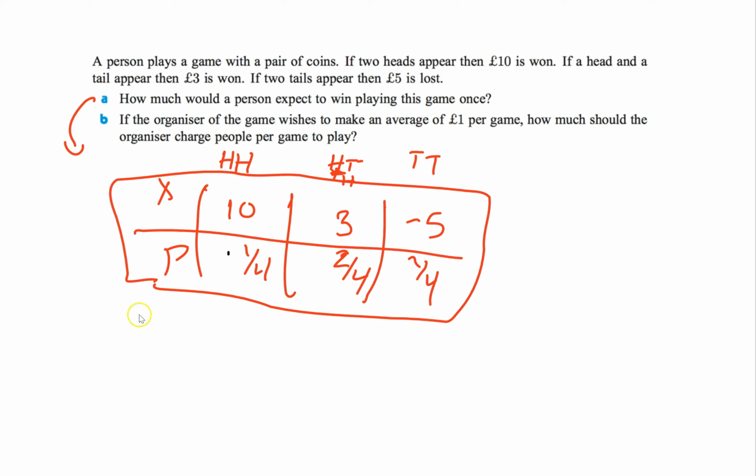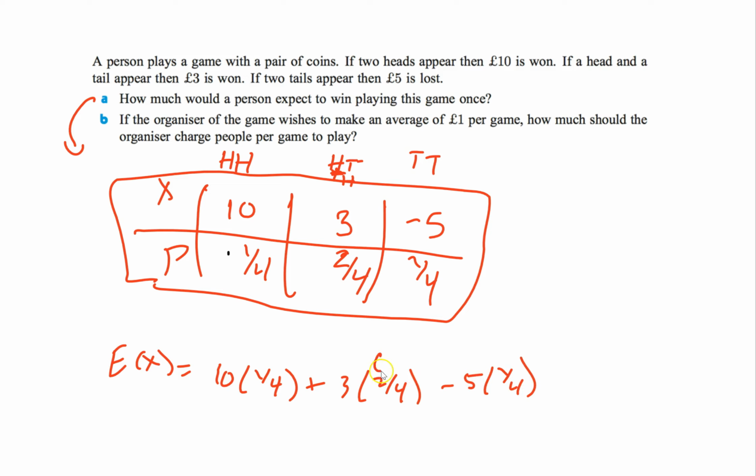And now if we want to find the expected value, all we do is, it's a table. We multiply and we add. 10 times 1/4 plus 3 times 2/4 minus 5 times 1/4. If you add all that up, this is 6, this is -5, this is 10. 16 minus 5 is 11 over 4. The expected value on each turn is 11 over 4, or 2 3/4, or $2.75 pounds, whatever. That's how many you expect to win if you play it once.